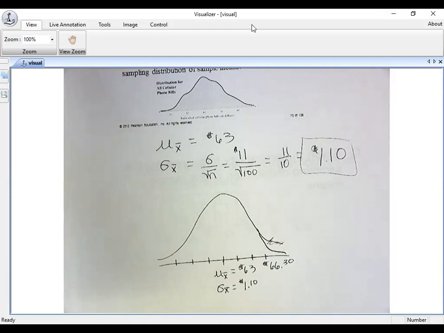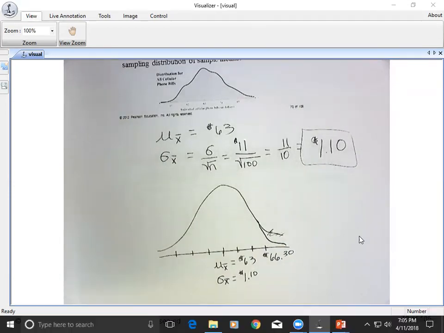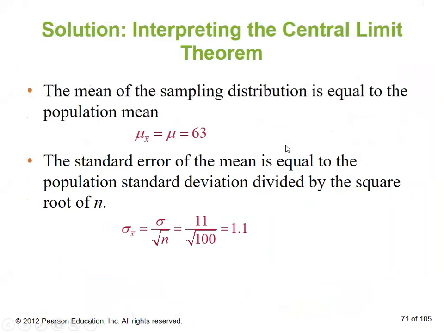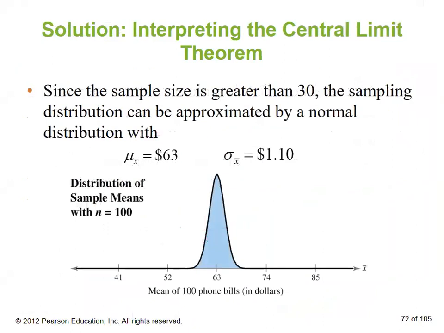Okay? Now, let's look at how they did their graph. They made theirs a little tighter instead of as spread out as mine is. But we do have the same information for mean and standard error of the mean. They just made their scale so that everything was clustered really tight next to 63. So if you were having to sketch it out, you just need to make sure you've got something that would make it clear how your values are distributed.